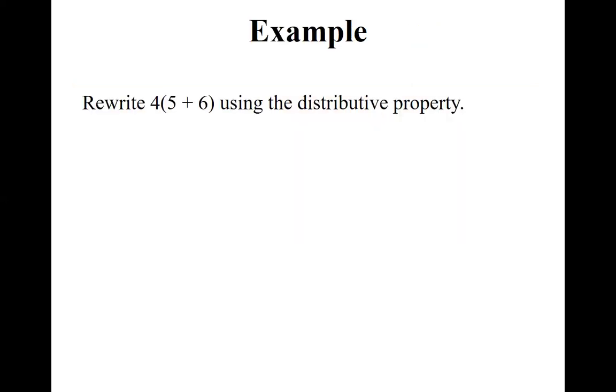So let's practice. Rewrite 4 times the quantity 5 plus 6 using the distributive property. It would have been nice if that animation happened in the other order, but so be it. The 4 times the 5, and then add the 4 times the 6. We don't need to simplify it. We were just told to rewrite.